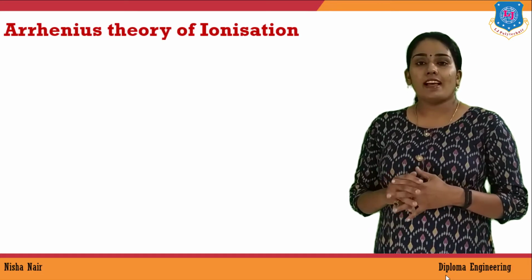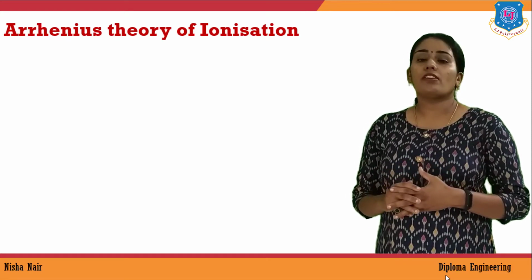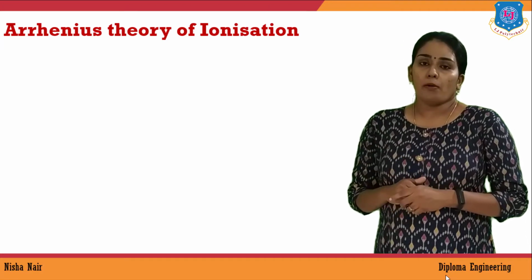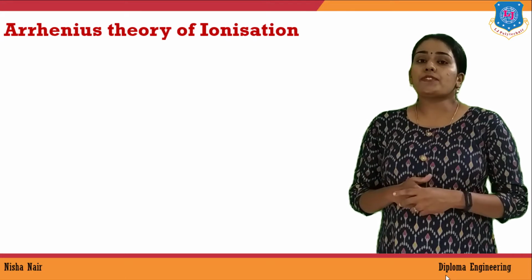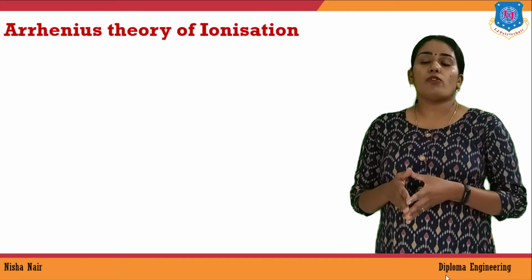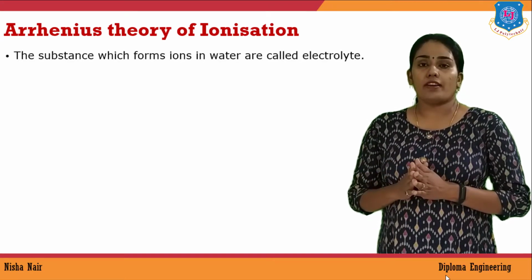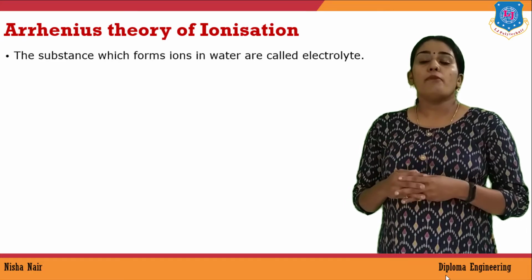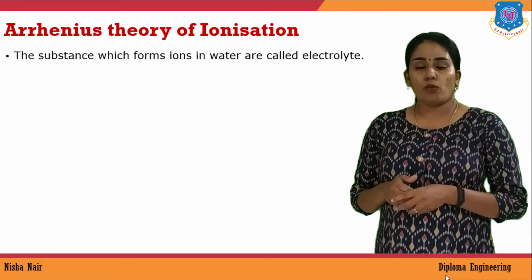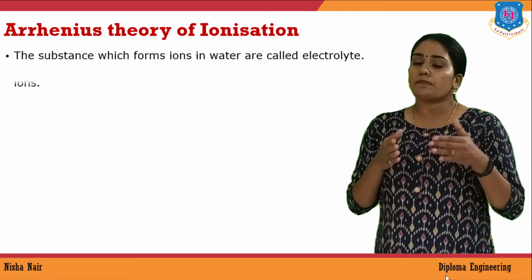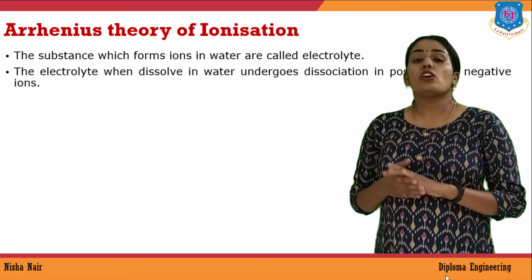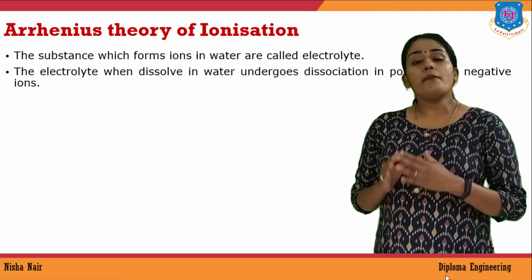Scientist Arrhenius has explained the process of ionization on the basis of 4 to 5 postulates. First postulate, he explained that the substances which dissolve in water and dissociate into ions are known as electrolytes. Means when we add a molecule in water, it gets dissociated, it splits into positive and negative ions. So such molecules are known as electrolytes.